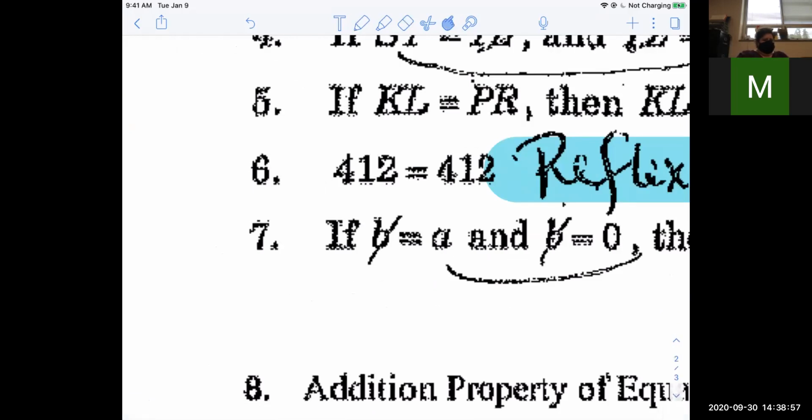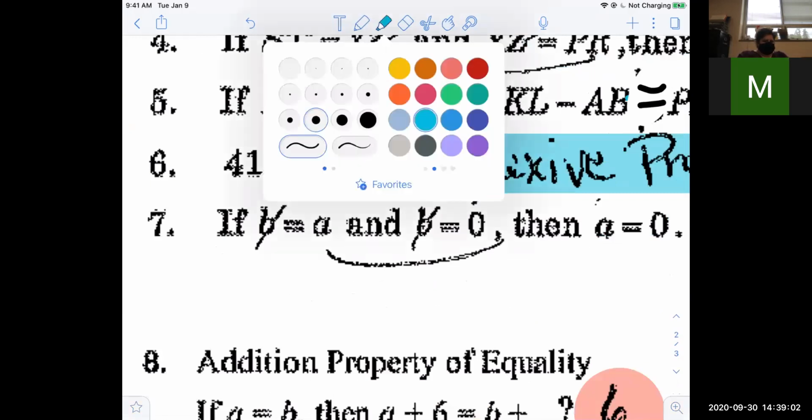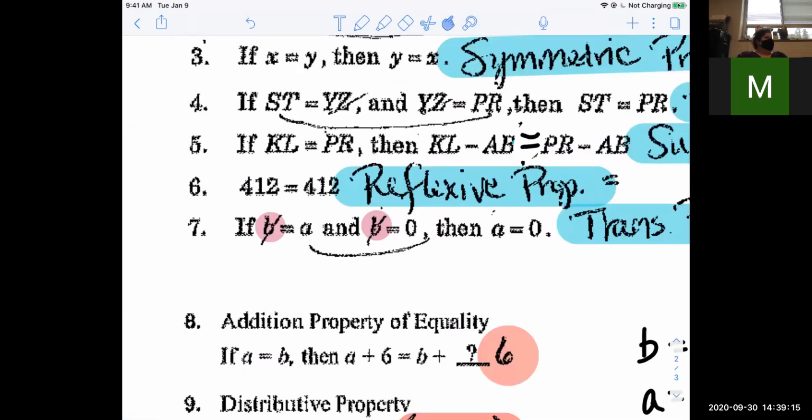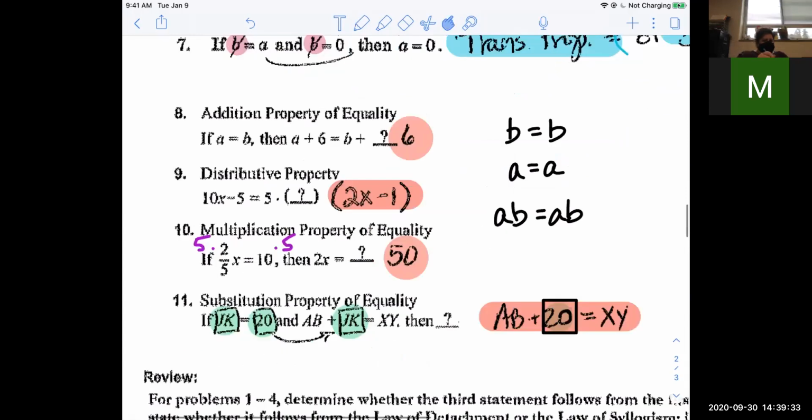Okay, for this one, the reason that it's transitive is because you're saying B, which is this side of the equation, is equal to A, and B is also equal to 0. You can wipe out a whole side of the equation and make the other things equal to each other. Okay, but reflexive should actually be the easiest one to identify because it will say the same thing on both sides of one equation. There's no if-then, it's very straightforward. If it's equal to itself, then it's reflexive, okay? All right, how about the ones down here?